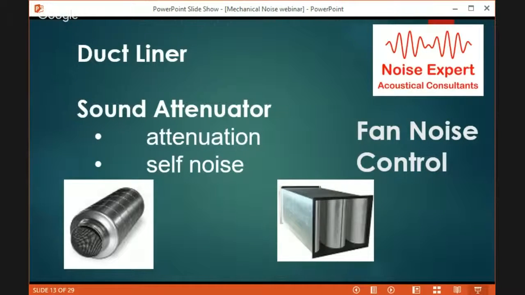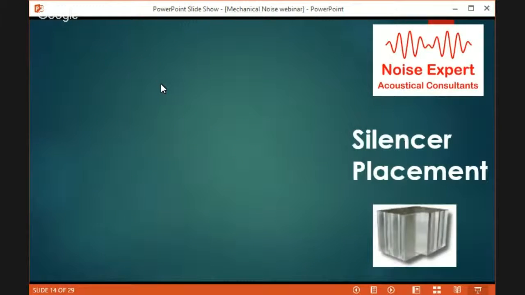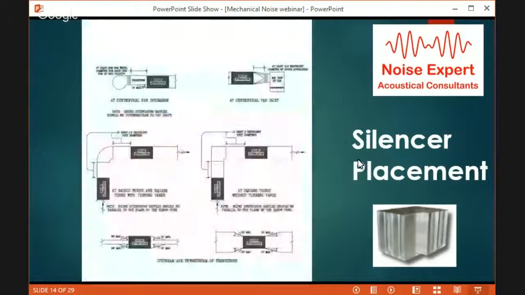Also the longer the silencer, the better it attenuates at low frequency. So duct lining is great for high frequency noise, 500 hertz and above, but it's not going to do as much for low frequency. Silencer placement.